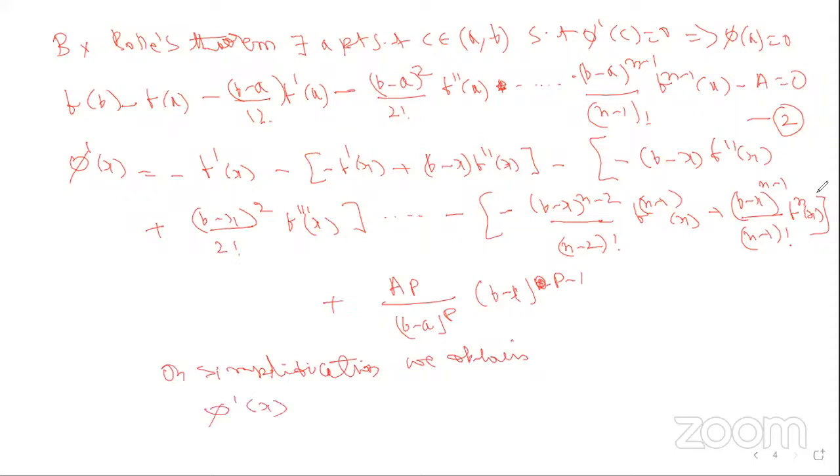phi dash of x equal to minus (b minus x) whole power n minus 1 divided by n minus 1 factorial into f of n x, plus p into A (b minus x) whole power p minus 1 divided by (b minus a) whole power p. So therefore phi dash of c equal to 0.